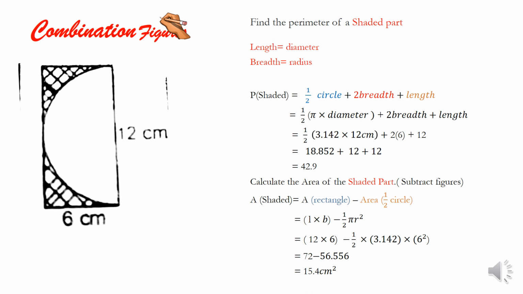So what you need to understand is that when it comes to the area of the shaded part, you need to find the area of the whole figure, and then you subtract the area of the semicircle, which is right here, and the difference between the two will be the shaded part, this right there and right there.